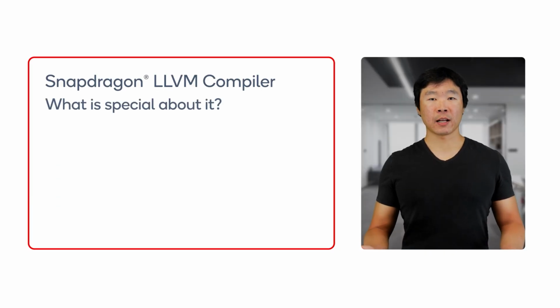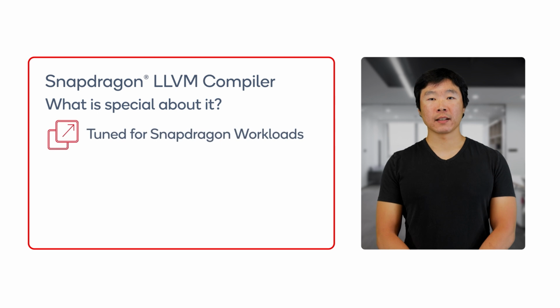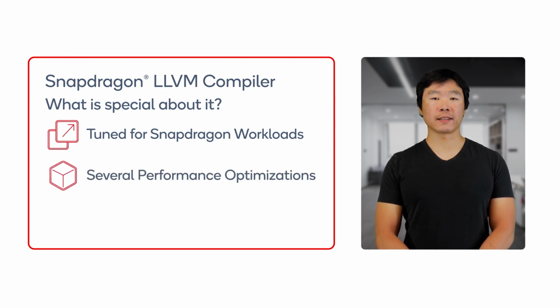LLVM is a popular open source compiler that supports a large number of targets. It is widely used and deployed in many software stacks and frameworks. There's a large set of developers behind LLVM. So what is special about Snapdragon LLVM? Snapdragon LLVM code generation and optimizations are tuned for Snapdragon software and workloads. It includes several performance optimizations, such as polyhedral-based auto-vectorizer to optimize loops.